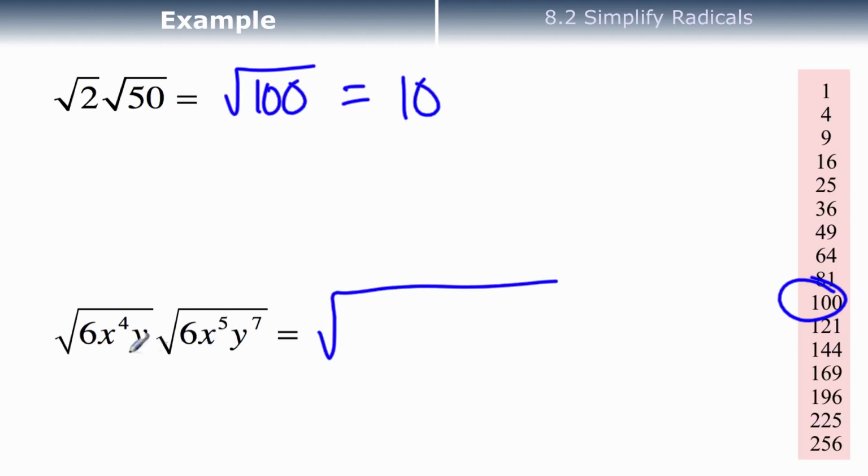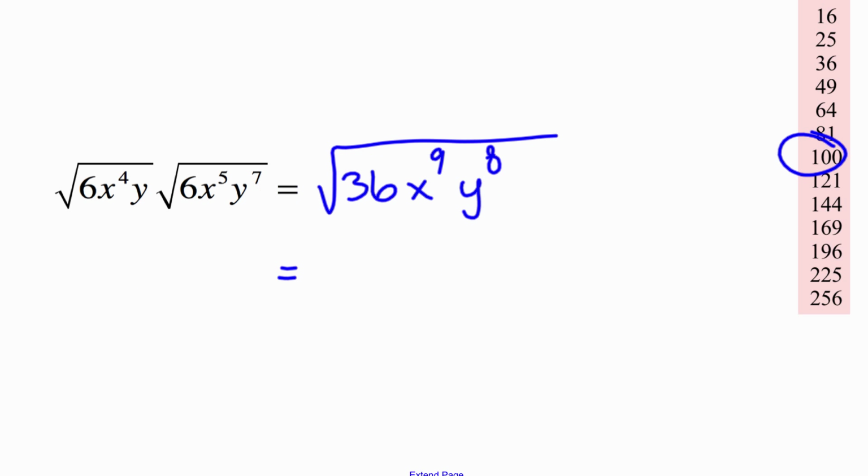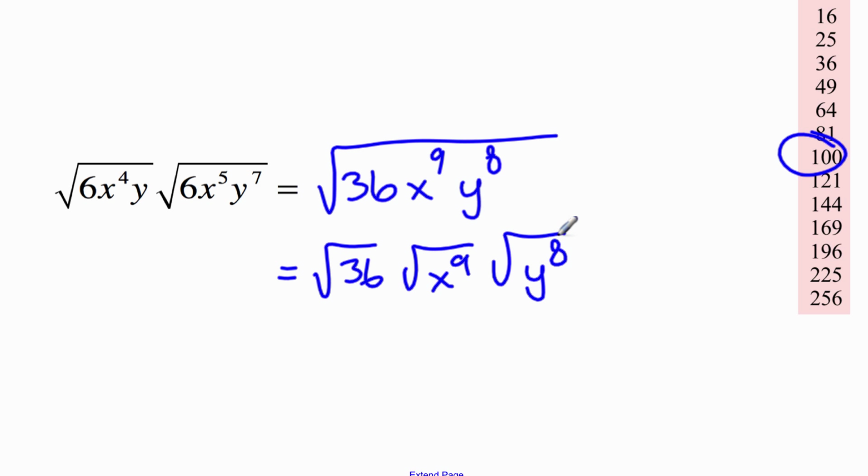Lastly, here I've got a product of two things, so I could write it as the product of all of this stuff. So 6 times 6 is 36. x to the 4th and x to the 5th would be x to the 9th. y to the 1st, y to the 7th would be y to the 8th. Now to simplify, I don't want to have any perfect squares left inside there, so I could rewrite it as a square root of 36 times the square root of x to the 9th times the square root of y to the 8th. If you want, you can write it like that.